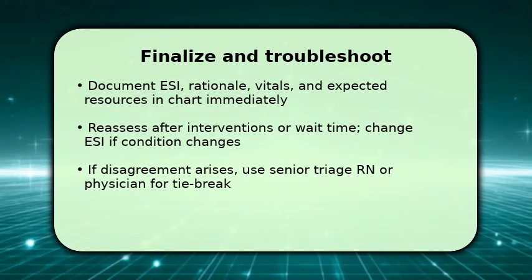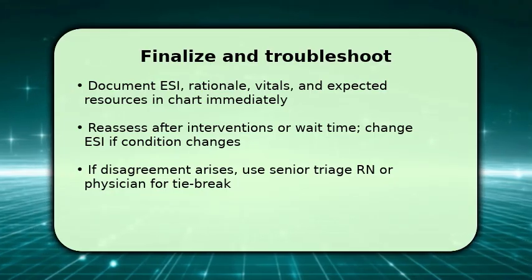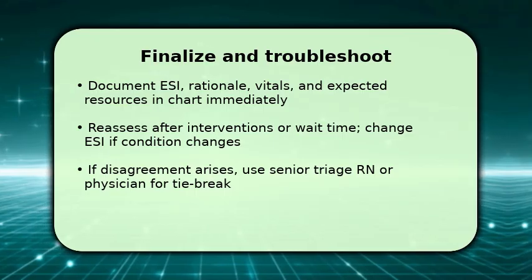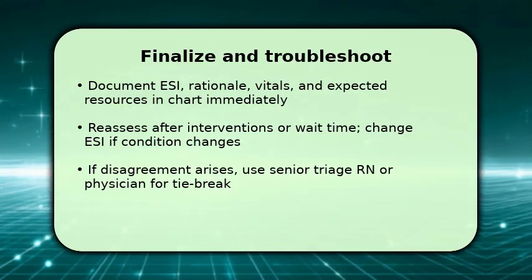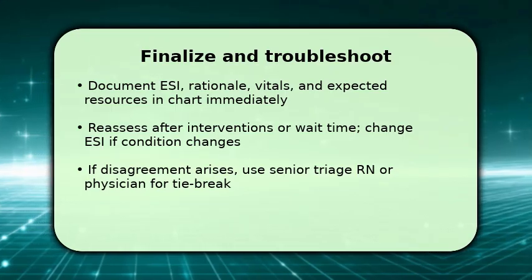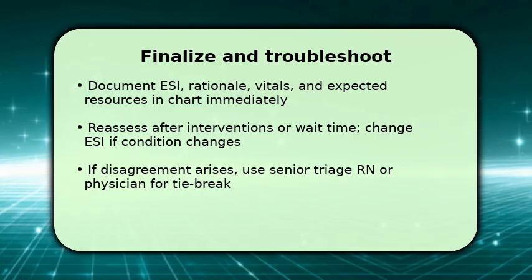You finish by documenting the ESI number, the reasoning, and the key vitals and resources in the chart so downstream staff know what to expect. Once done, reassess after initial interventions or any waiting period and update the ESI if the clinical picture changes. Make sure to communicate changes aloud to room and flow coordinators.